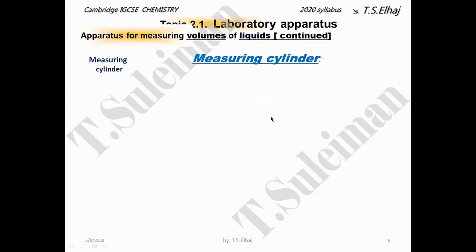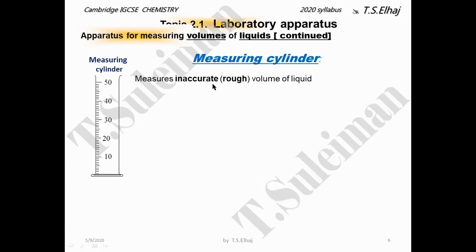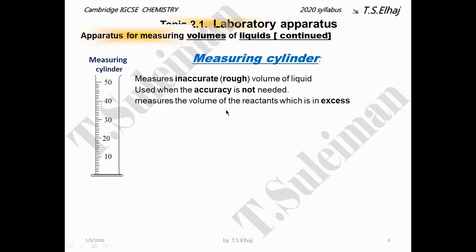Measuring cylinder, the third type of apparatus used for measuring volumes of liquids. The measuring cylinder measures inaccurate volumes of liquids because of having a wide neck, not a thin neck. Because of that, it is used when accuracy is not needed, such as when we need to measure the volume of the reactant which is in excess in any reaction. Because if the reactant is in excess, then no need for accuracy.